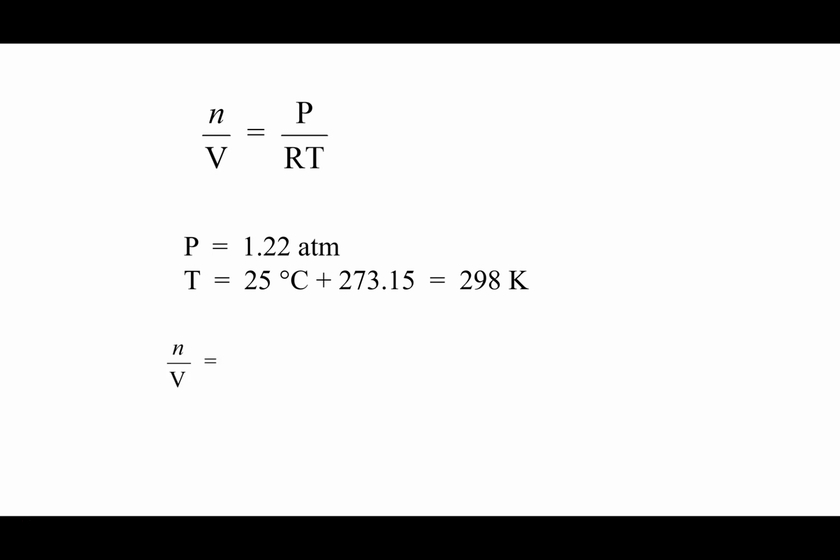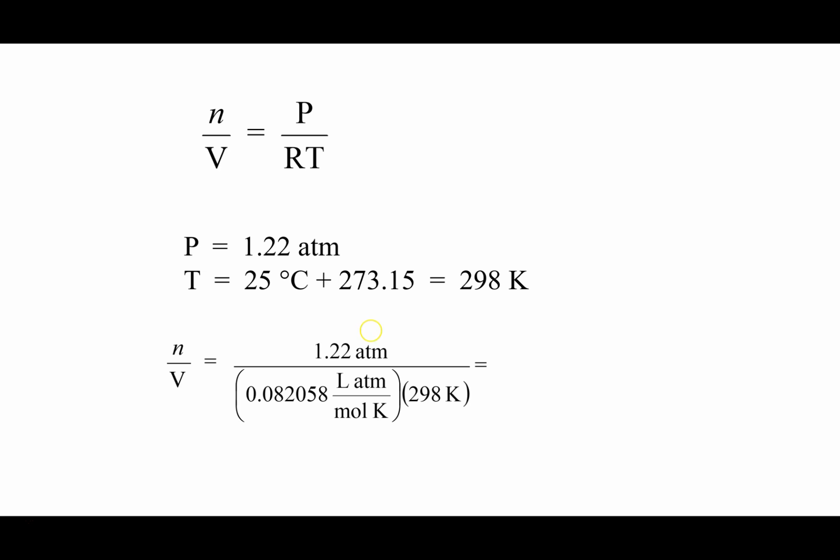So again, this is what we call our molar density, n over V. In the numerator, we have our pressure, 1.22 atmospheres. Again, units are important because we're going to see if we get the units we think we should get. In the denominator, we have R and T. R is 0.082058 liters atmospheres per mole Kelvin. And then our Kelvin temperature was 298. By the way, we have a lot of 298 Kelvin temperatures because 25 degrees Celsius is the standard condition for gases.